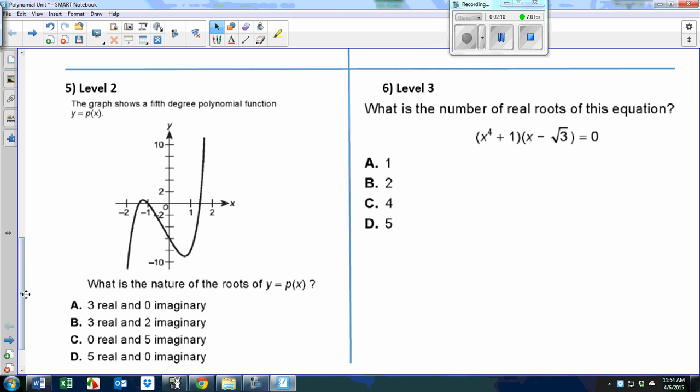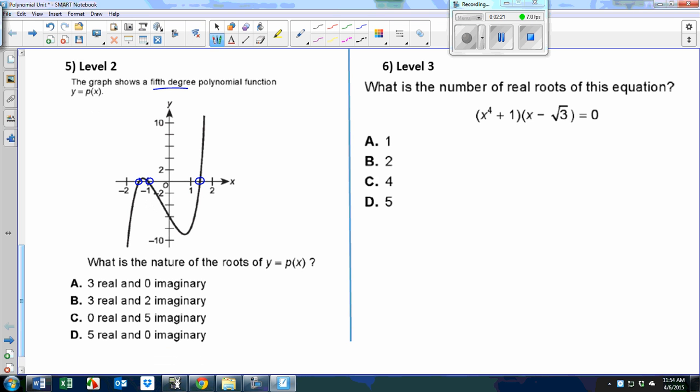Question 5 is a degree 5, so this one's really close to your constructed response. Degree 5, 5th degree. And it's crossing 1, 2, 3 times, so we know that 3 of the answers are real. And then if it's the 5th degree, it's supposed to have 5 answers, so the other 2 are imaginary. So the answer is B. But again, you got to use evidence from the graph, discuss why you know there are 3 real, 2 imaginary, etc.